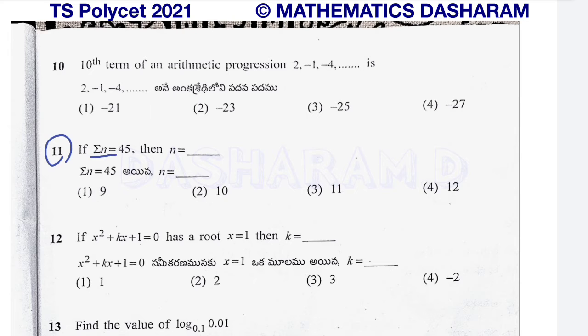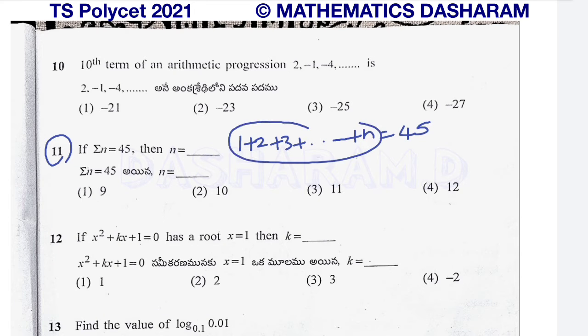If sigma n equal to 45, then what is the n value? So here the meaning of sigma n is sum of the first n natural numbers. Sum of the first n natural numbers, last natural number is n, it is equal to 45. Then he is asking what is the n value. So these numbers are in the arithmetic progression. So then, we know very well the sum of the first n natural numbers formula n into n plus 1 divided by 2, it is equal to 45.